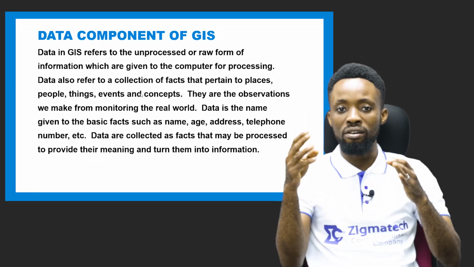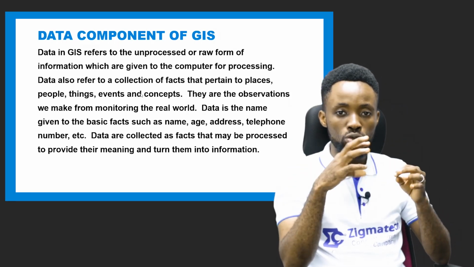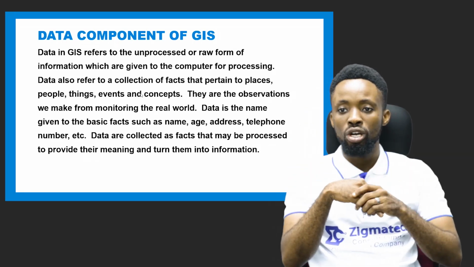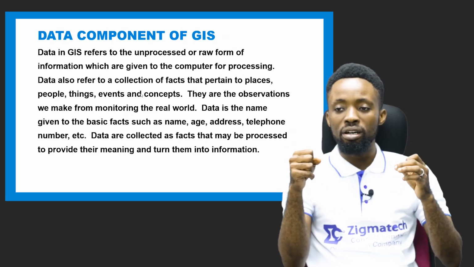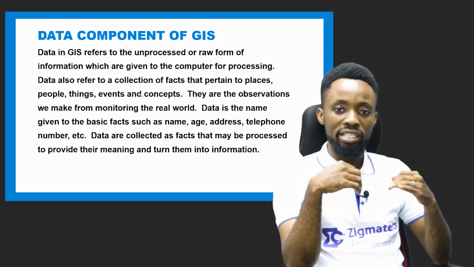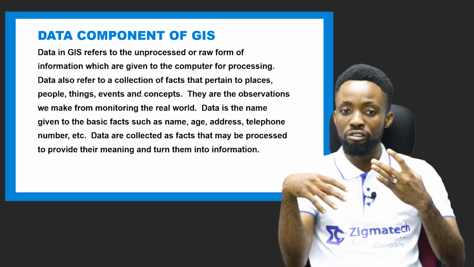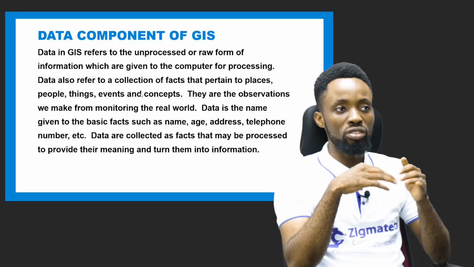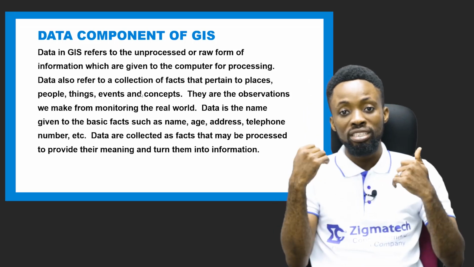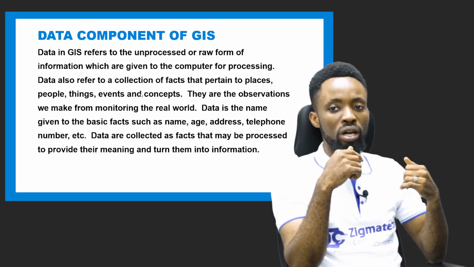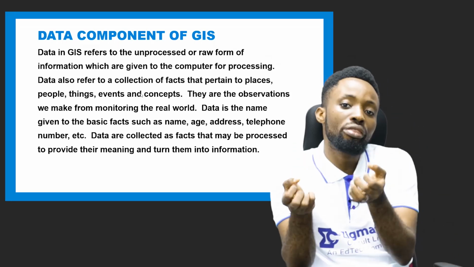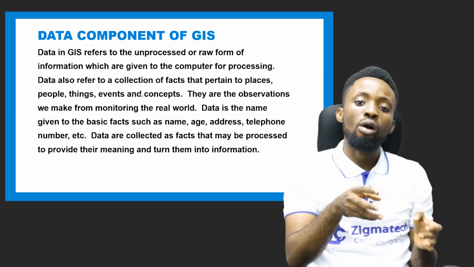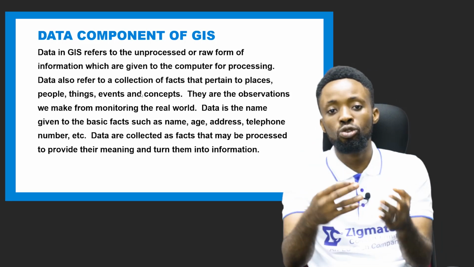So let me give an instance. Most times when we walk around, you make observations, you look at things that you see around you, you monitor your environment. Anything you obtain from your environment is actually geographic data. Let's say you just count the number of houses around your place. That's geographic data. So we are talking about the unprocessed information that we can now take to the computer system, and we give it to the computer system to process it.